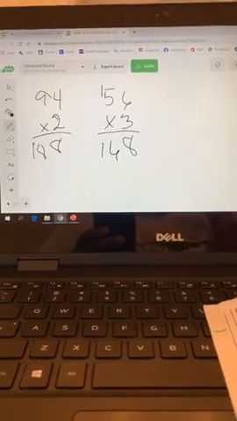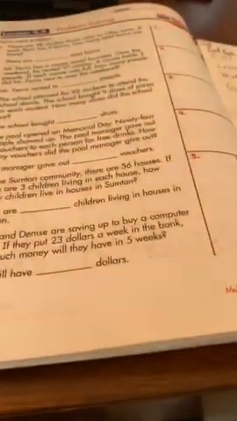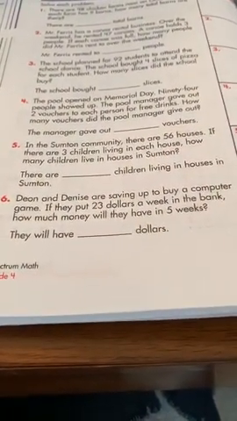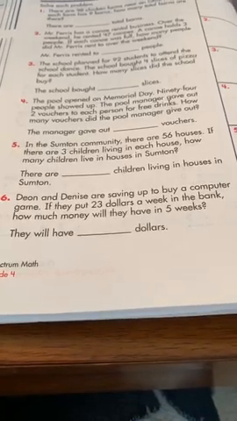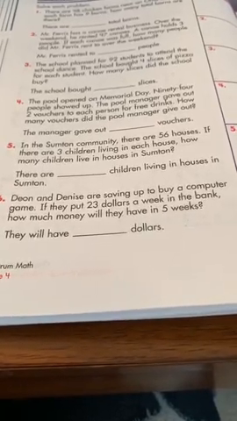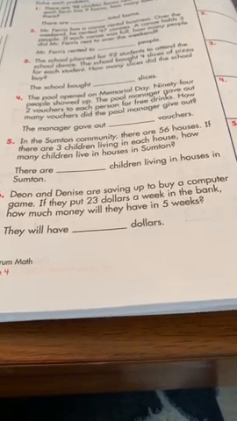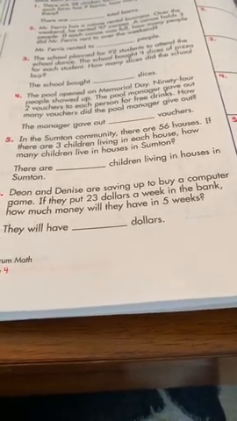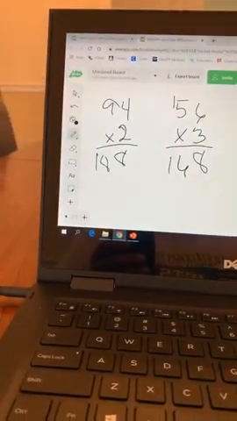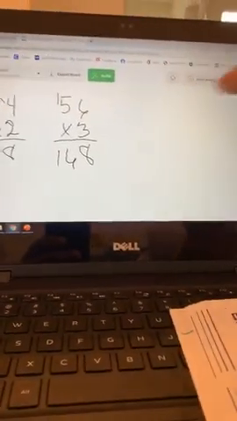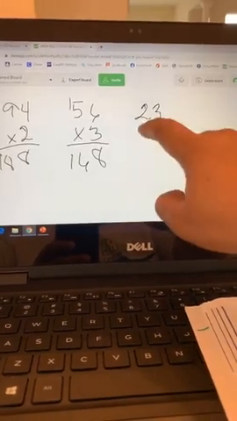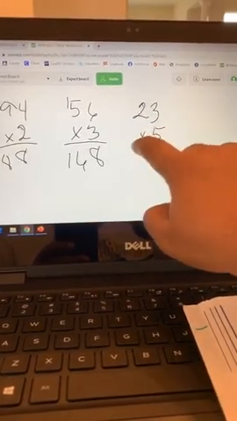Let's move to this word problem. Dion and Denise are saving up to buy a computer game. If they put $23 a week in the bank, how much money will they have in 5 weeks? So, remember it says $23, and it didn't say 23 each. So, 23 times 5.